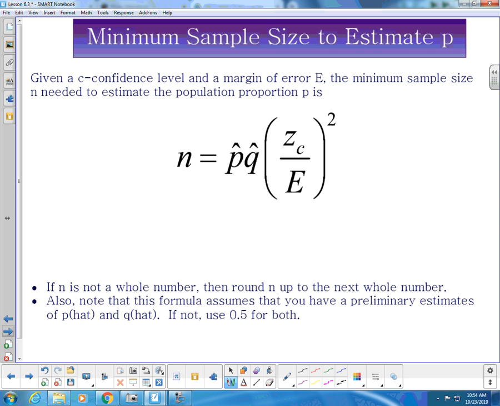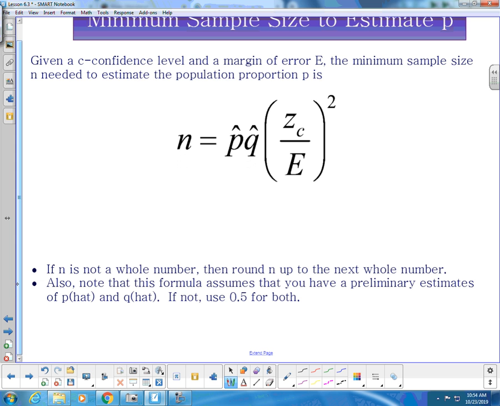If n is not a whole number, you want to round up to the next number, like we did before. Also, if you do not have preliminary estimates for p hat and q hat, you're just going to use 0.5 for both. So if you're not given p hat or q hat, use 0.5 for both. And you can still do an estimate of the minimal sample size. Okay.